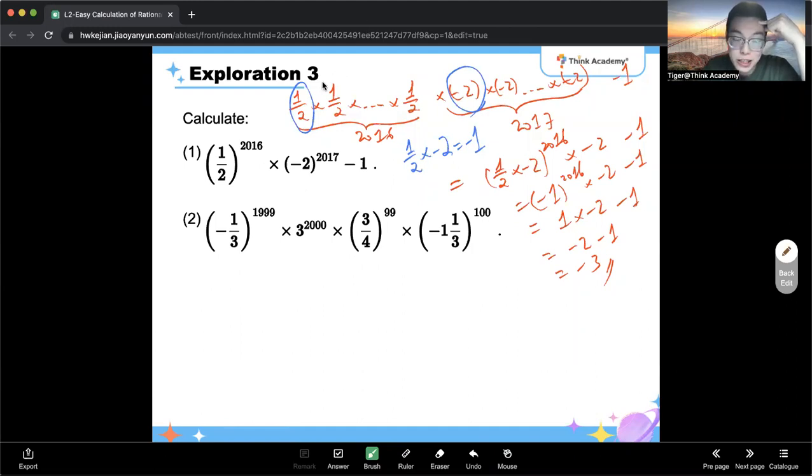All right, so sub-question 2. And we're going to have 4 terms multiplying together. One of them having a power of 1,999, the other 2,000, the other 99, the other 100. Which 2 do you want to group together? And why? So what are you going to group here?